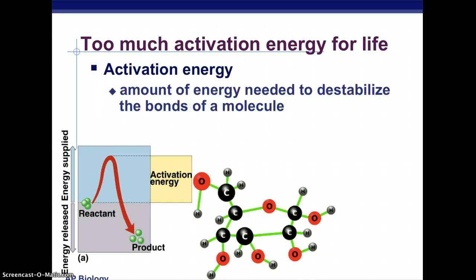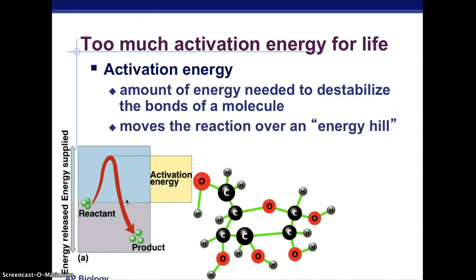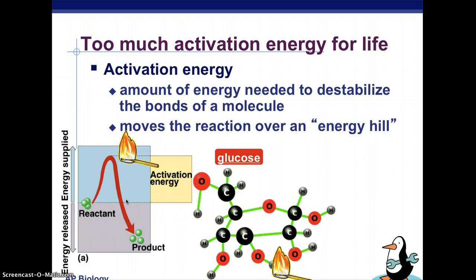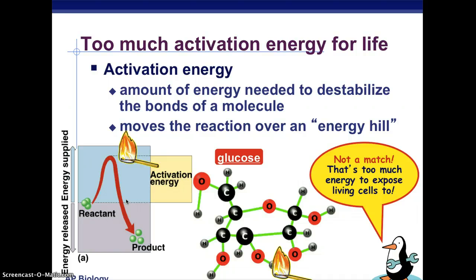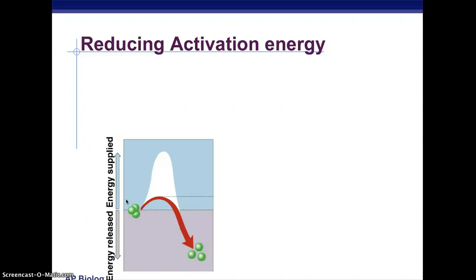So activation energy is the amount of energy needed to destabilize the bonds and cause a molecule to fall apart. It takes quite a bit to break a covalent bond. So if we could find a way to lower this activation energy, this hill, it would be a good thing. It would mean that reactions could happen more easily and we'd have to supply less energy for reactions to occur. So what's going to lower that energy hill? What's going to lower that amount of activation energy? So again, here's our glucose. To break it down, we supply the activation energy. It would be really nice if we had something that would help us lower that activation energy.